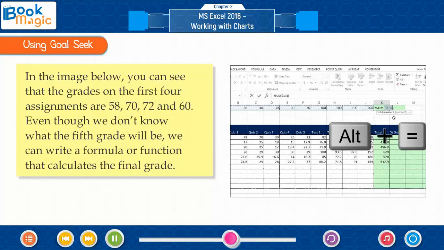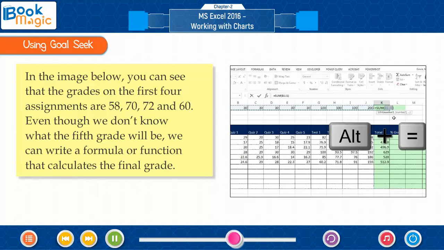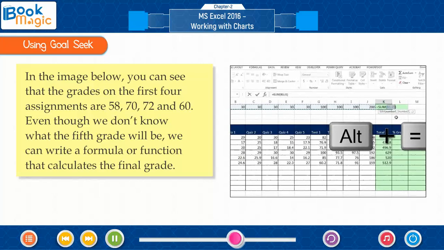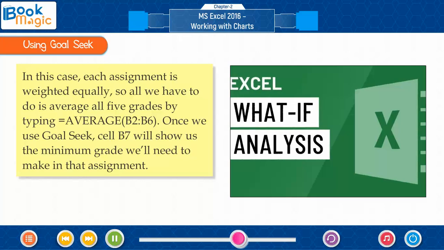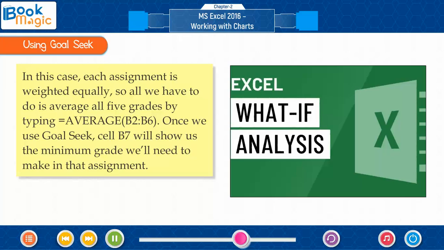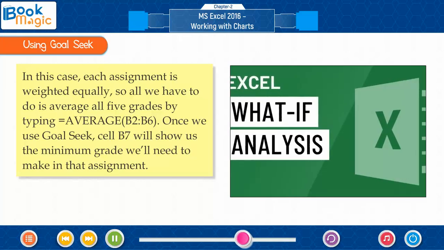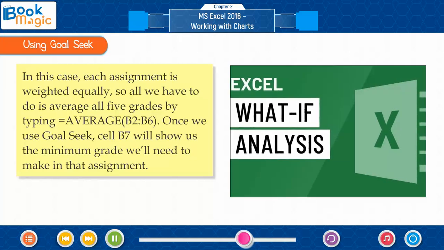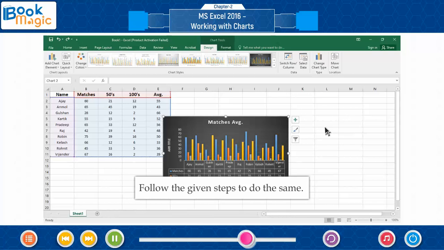In the image below, you can see that the grades on the first 4 assignments are 58, 70, 72 and 60. Even though we don't know what the 5th grade will be, we can create a formula or function that calculates the final grade. In this case, each assignment is weighted equally, so all we have to do is average all 5 grades. By typing equal average, select B2 to B6. Once we use Goal Seek, cell B7 will show us the minimum grade we'll need to make in that assignment. Follow the given steps to do the same.